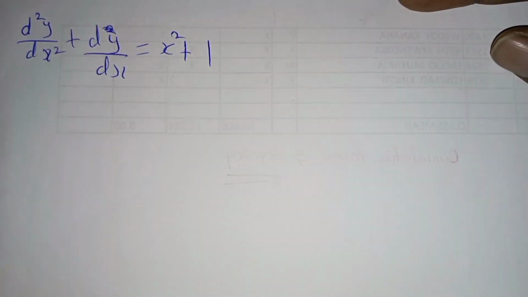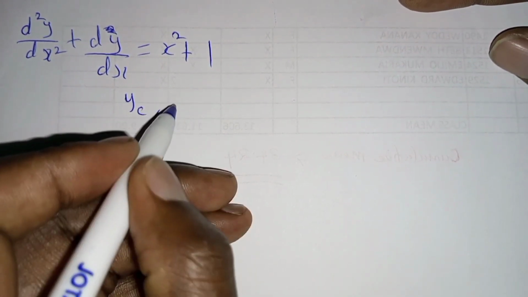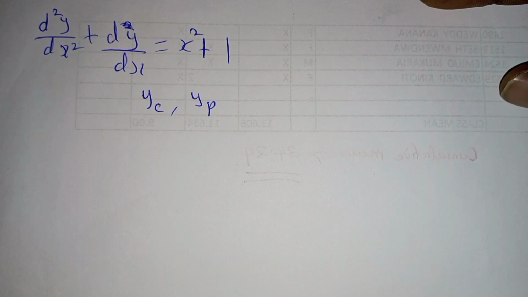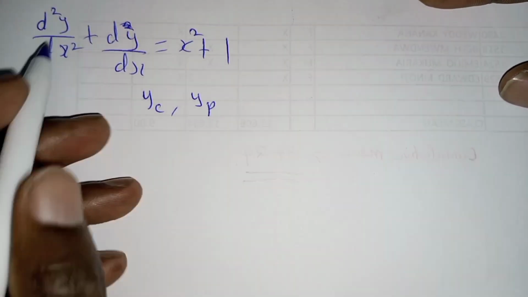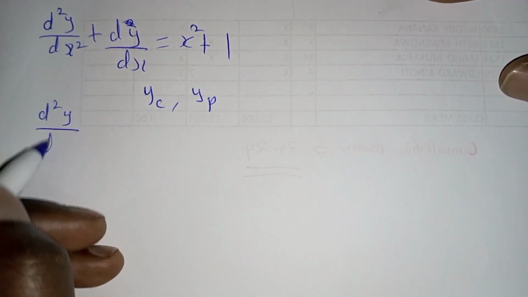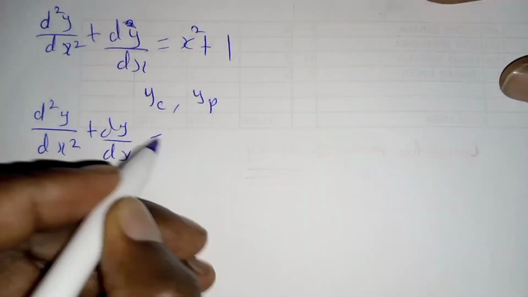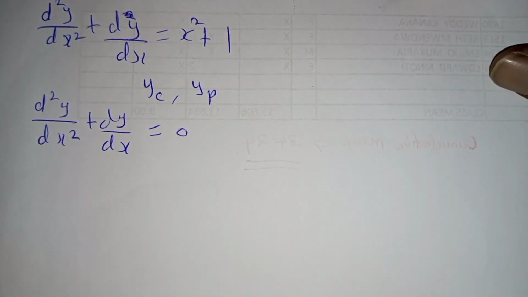Non-homogeneous ODE. So it has two parts. We have the complementary part and the particular part. To solve the complementary part, we reduce this ODE into d squared y plus y, dy over dx is equal to 0. So that is part of the complementary.